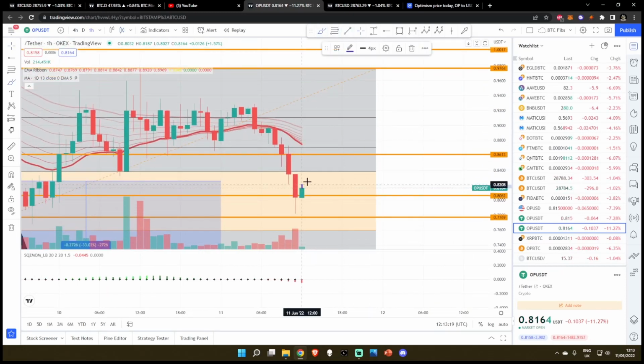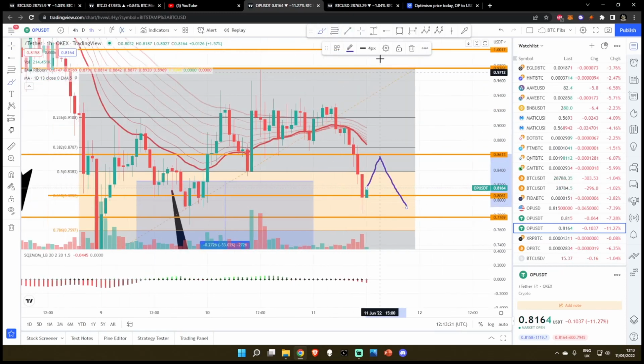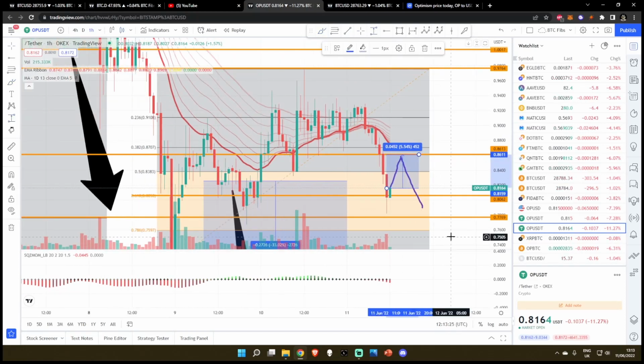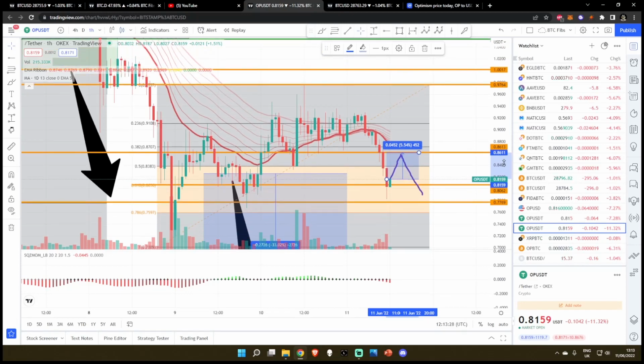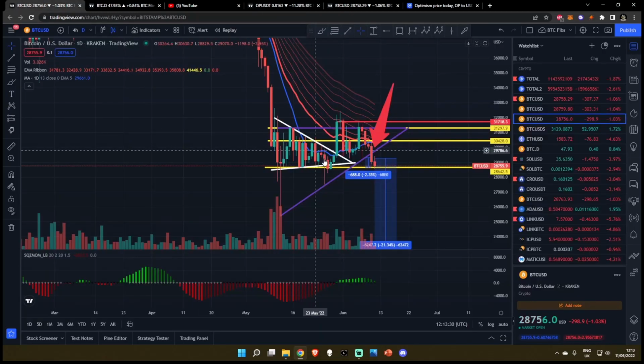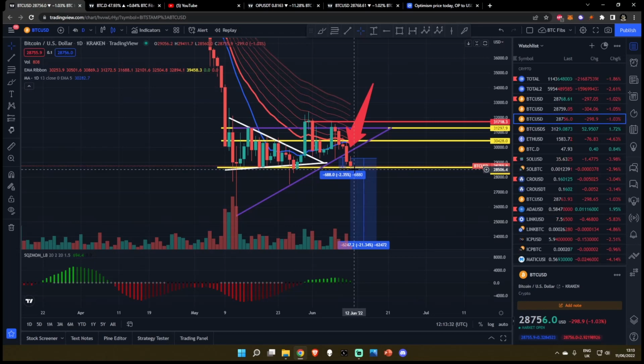So from where we are now, and like I said, I really can't emphasize this enough, this is a short-term move. This is not necessarily what I'm predicting. I am saying this is quite likely to happen. But bear in mind, look at the Bitcoin chart. We are sitting on the edge of death right now. If Bitcoin breaks down, you can throw any chance of a dead cat bounce out the window.